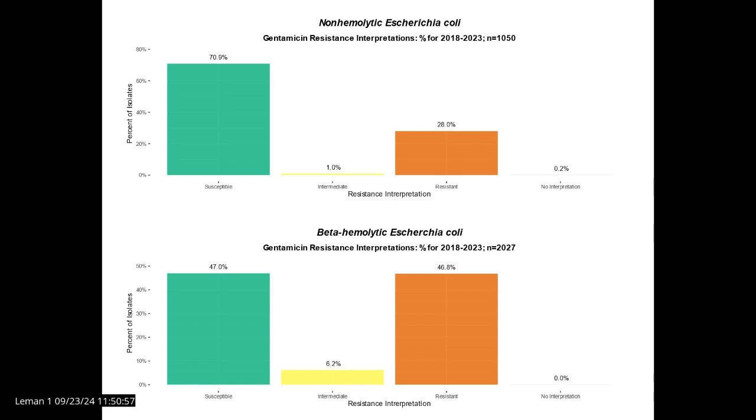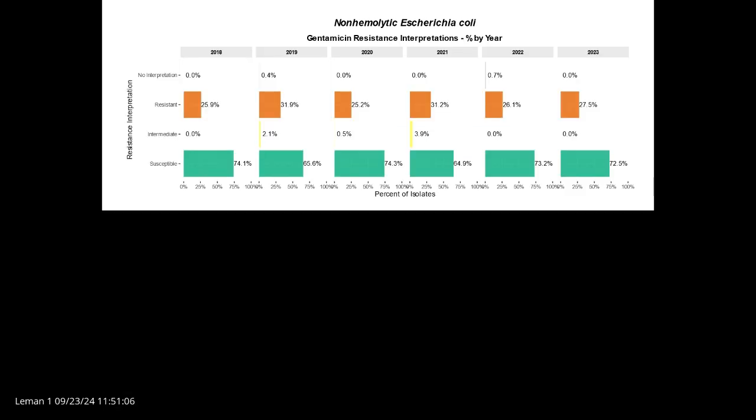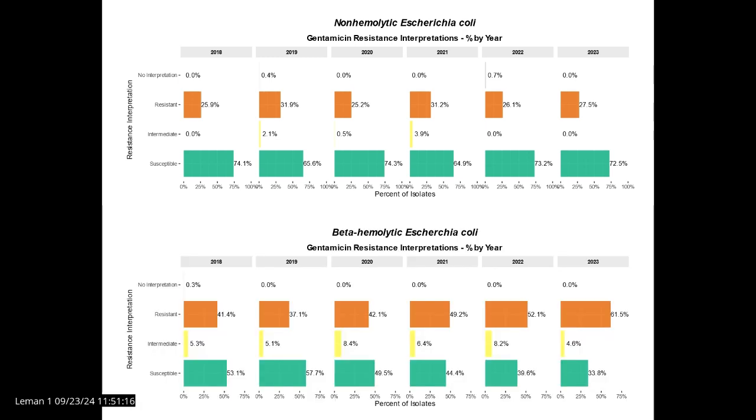So we're at about a 50-50 in beta hemolytics versus 70-30 in non-hemolytic as far as the susceptibility to gentamicin. When we look at that over time, non-hemolytic stays very stable, so we're bouncing at that 75-ish. There's some variation you'll see over the years. But when we look at the beta hemolytic, there's a very different pattern that is emerging here.